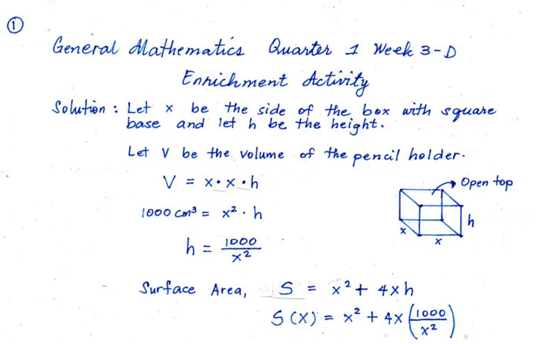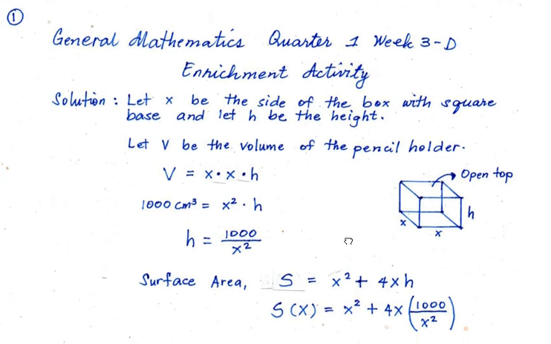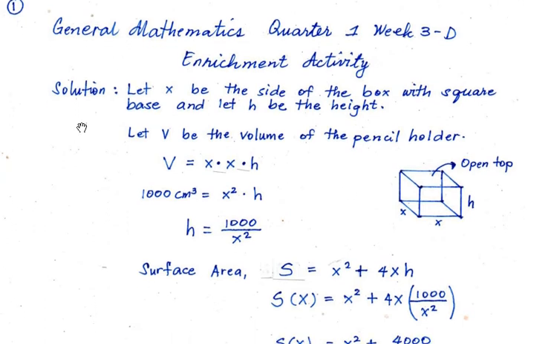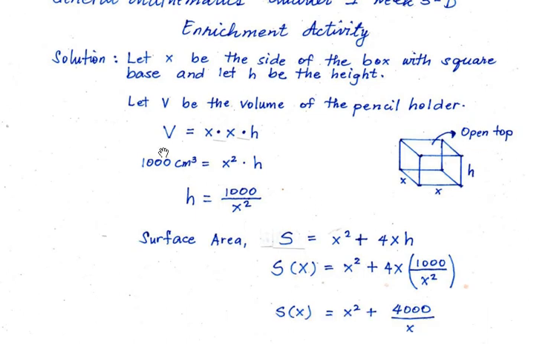General Mathematics Quarter 1 3D Enrichment Activity. Solution: we will use x instead of S. You can use any variable if you wish. Now, let x be the side of the box with a square base, and let H be the height of this pencil holder box. For the volume, we have x squared times the height. Of course, we have an open top. The given in the problem is 1,000 ml, which is equivalent to 1 liter, or 1,000 cubic centimeters. That is the volume.